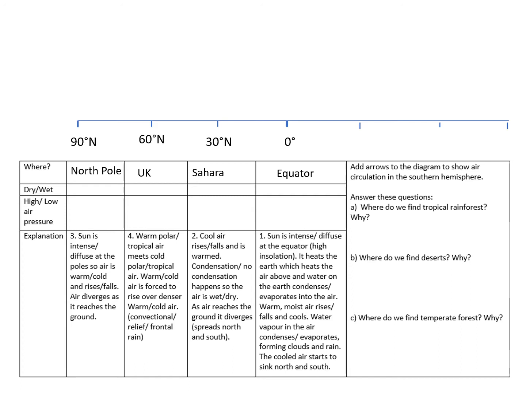And this air, because it's warm, it starts to rise. Warm air rises. And as it rises, it cools, and any water vapour that's in that air condenses back to water droplets, and thus forms clouds and then rain. So that's why it's so wet over the equator.